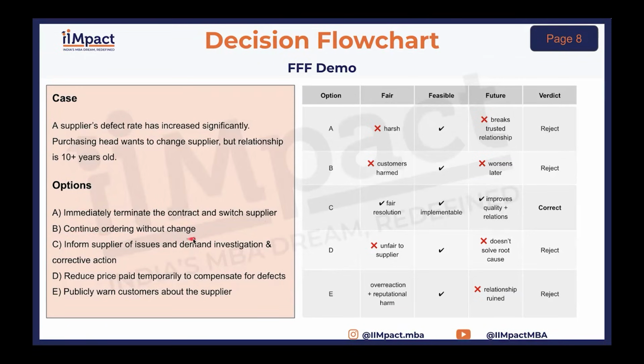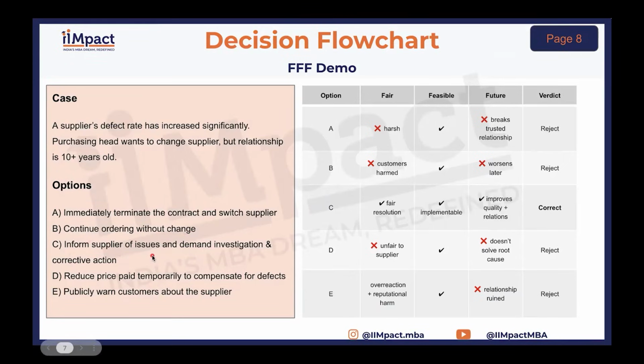Continue ordering without change. Now, is this something which is fair to the customers? No, because customers will be harmed. And does this solve your future issues? No, because your issues will worsen later. Option B essentially is advocating inaction. Don't do anything. So again, makes no sense.